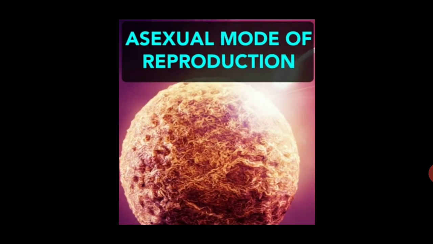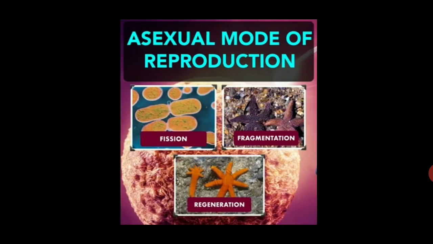Now, the asexual mode of reproduction. There are three types of asexual mode of reproduction. They are fission, fragmentation, and regeneration. Fission is the splitting of a unicellular organism into two or more daughter cells. For example, amoeba, paramecium, euglena.